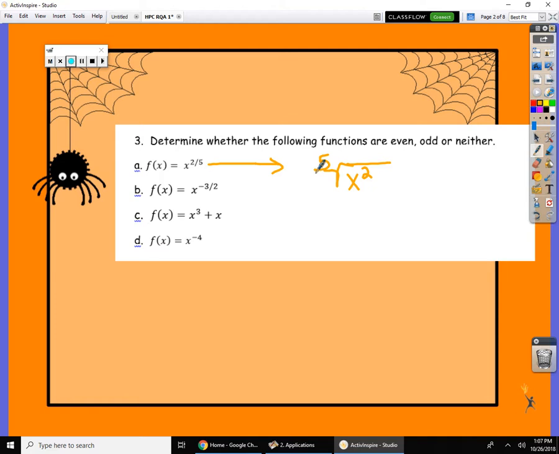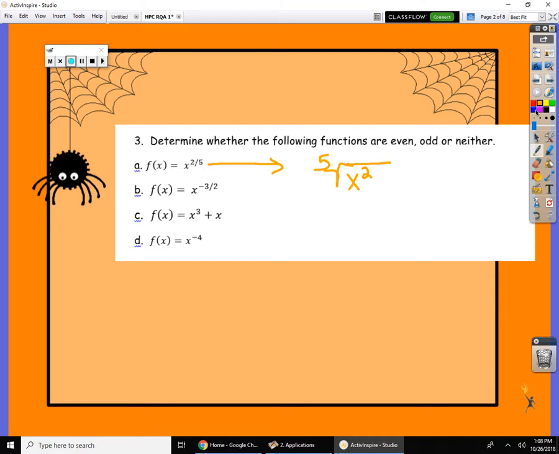Okay. Now, here we go. I can pick any number I want for x, right? And no matter what I pick, if I pick negative 2 or positive 2, I'm going to get what? I'm going to get the same answer. Why am I going to get the same answer if I pick negative 2 or positive 2? Because this power here is even. Okay?